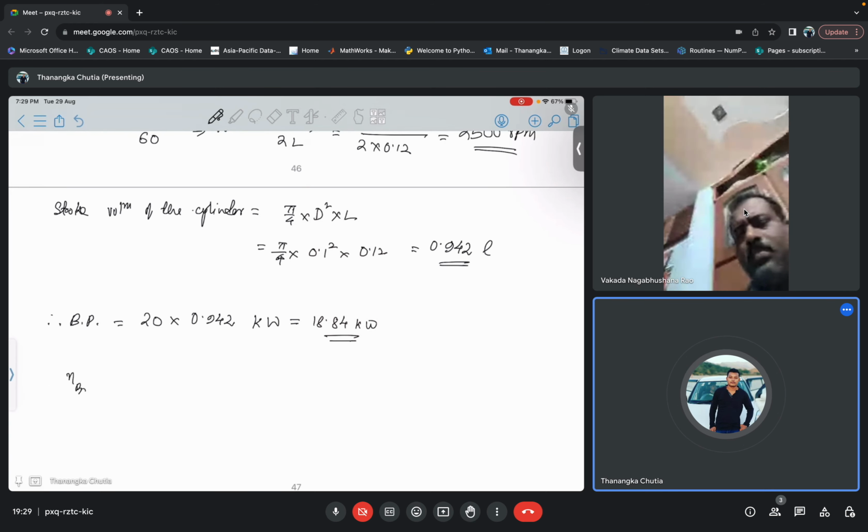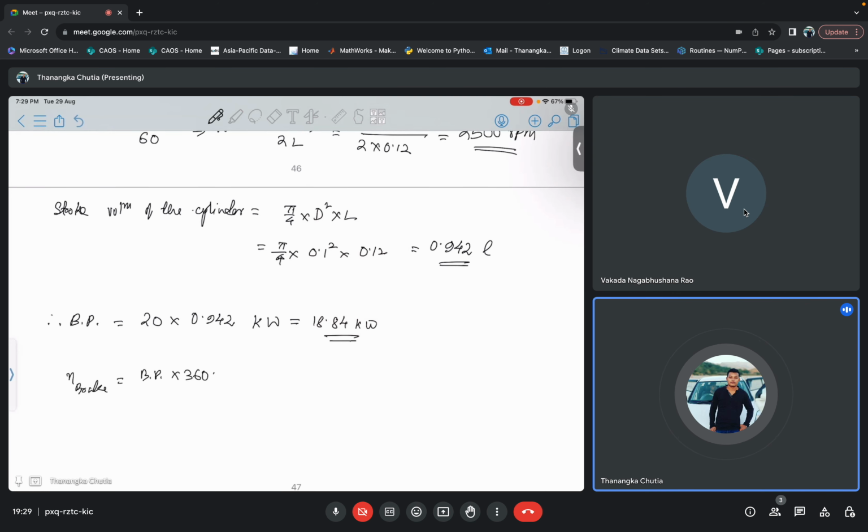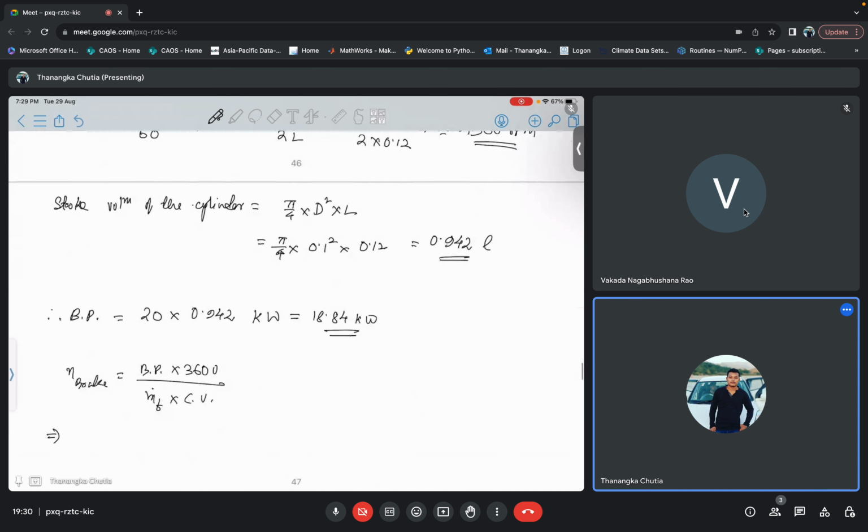So now eta brake is what? Brake power into 3600 divided by mass of the fuel into calorific value. Okay, so brake thermal efficiency is given to you as 30%. Okay, so that means this will be 0.30. What is your brake power? It is 18.84. Okay, this is 3600. Mass flow rate of the fuel is unknown, and this is your calorific value, which is 40 megajoule, I think. So that will be 40,000.